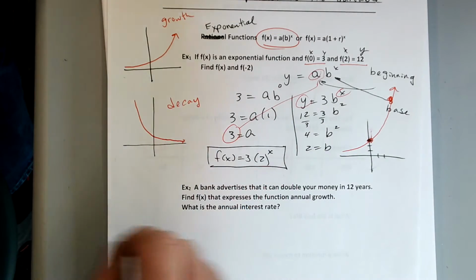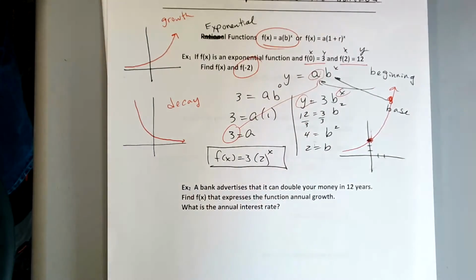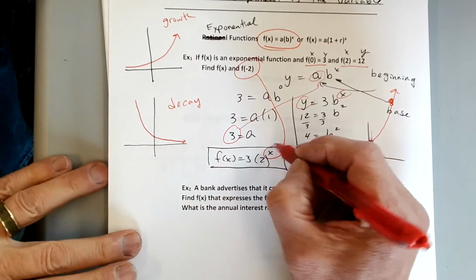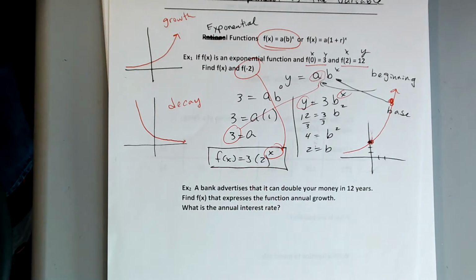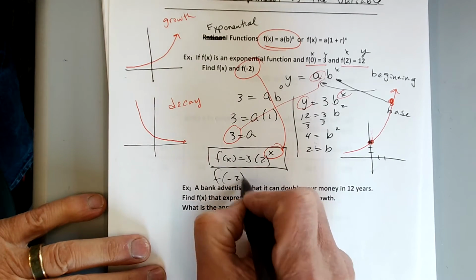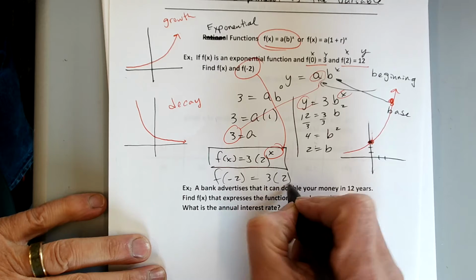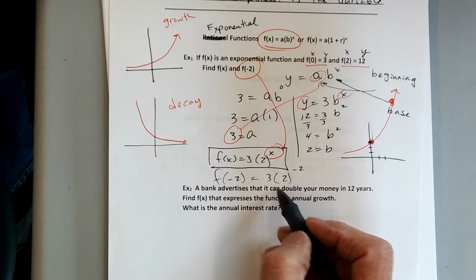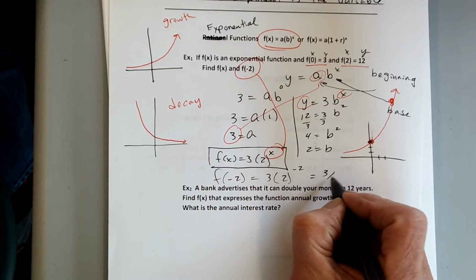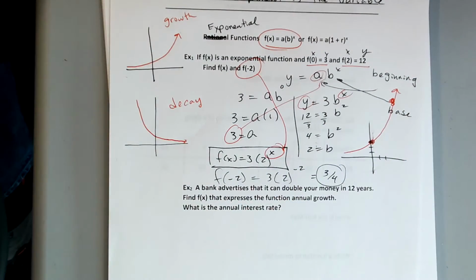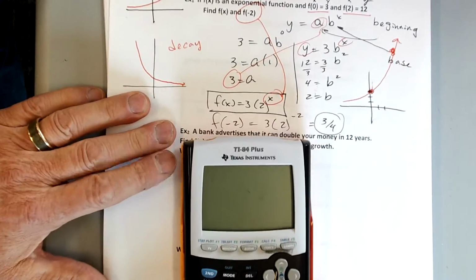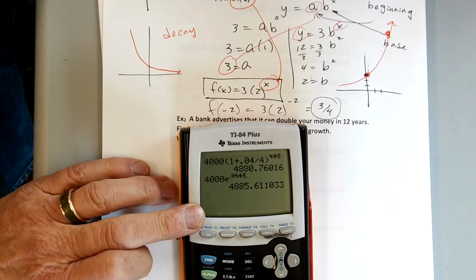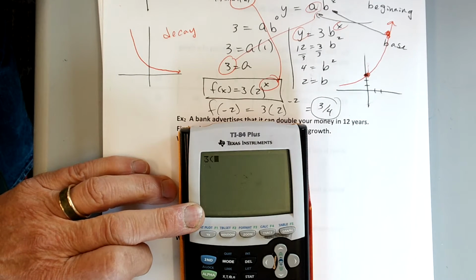Now, could I find f of negative 2? Sure. I've got an equation. I can put my negative 2 in there. So f of negative 2 is 3 times 2 to the negative 2 power. You could use your calculator. That is 1/4 times 3 is 3/4, but me being a math nerd, I know that, and you might not, which is okay because you can just use a calculator. Okay, Mr. Davies, Mr. Smarty Pants, what is 3 times 2 to the negative 2 power?